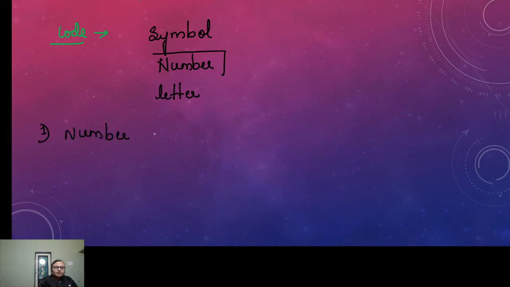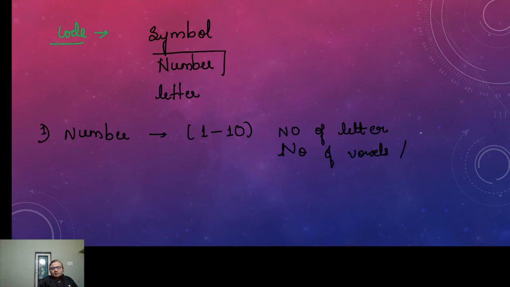Number, if it is from 1 to 10, number in the code ranges from 1 to 10. It can be number of letters, or highest number of letters, or number of vowels in the code of the letter, number of consonants. So you should check these four.